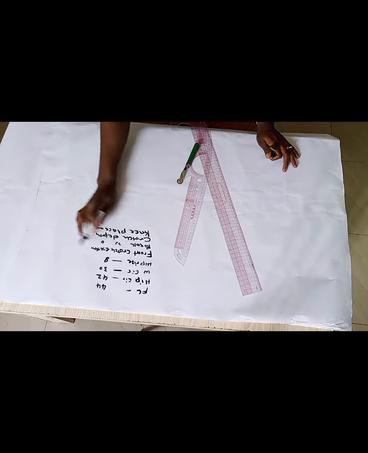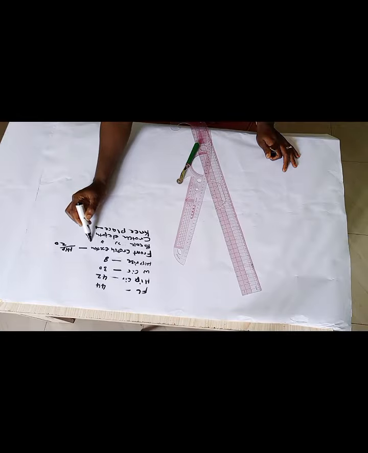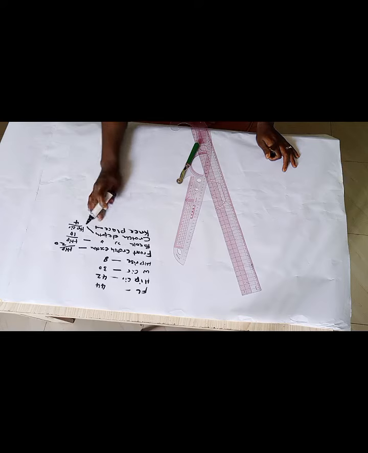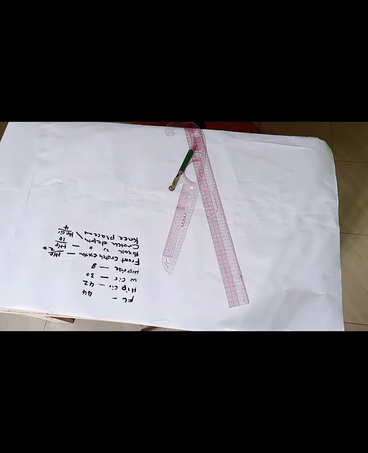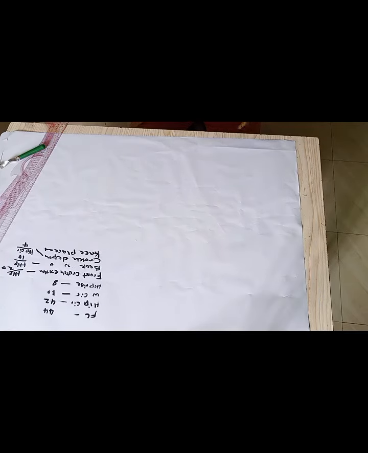For your front crotch extension, the formula is your hip circumference divided by 20. For the back crotch extension, your hip circumference divided by 10. For your crotch depth, your hip circumference divided by 4. Then for the knee placement, as we are drafting, I'll show you how to get that. I hope you got the measurements correctly. So having talked about the measurements, let's go straight to the drafting.